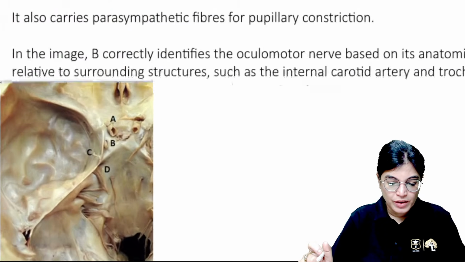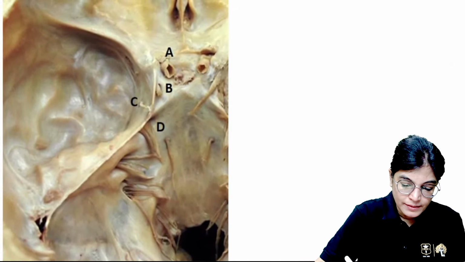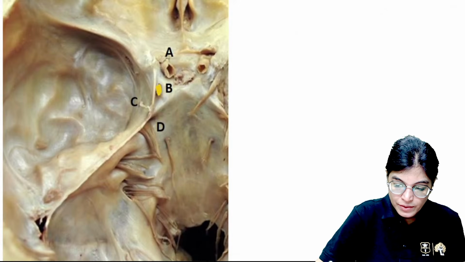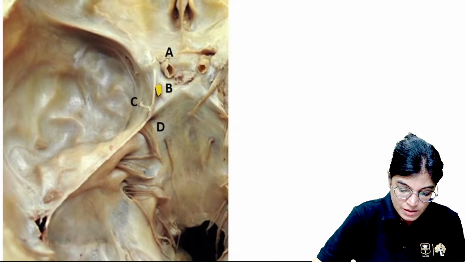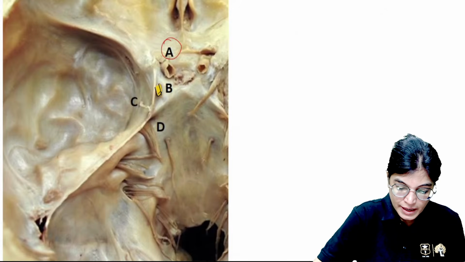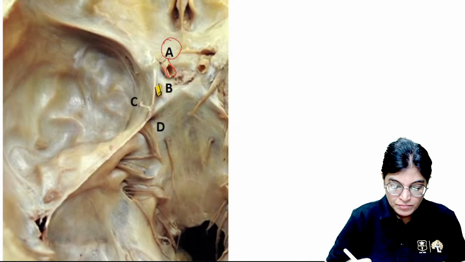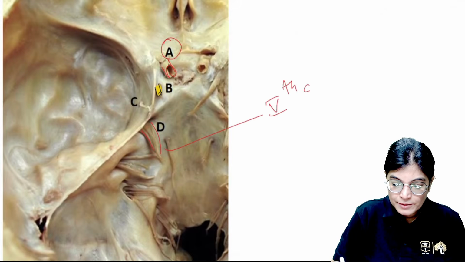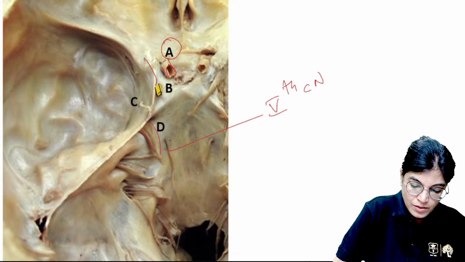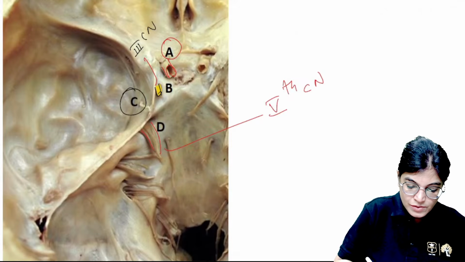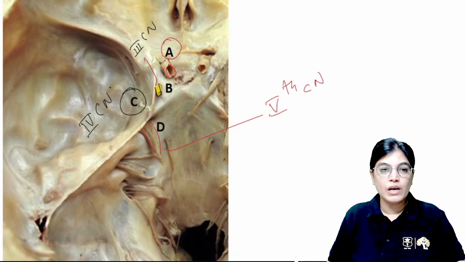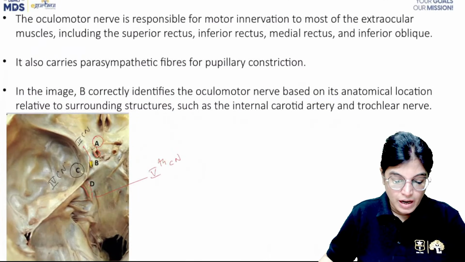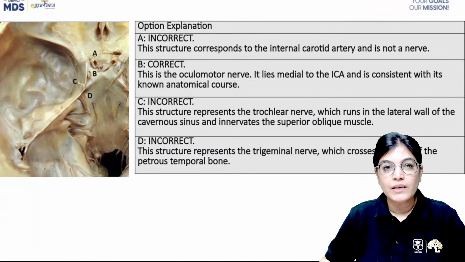So in this diagram, we can identify B as the oculomotor nerve, and close to it we have A as the internal carotid artery. The thick nerve which is related to the petrous part of the bone is the trigeminal nerve. This is the third cranial nerve, the oculomotor nerve, and this will be the trochlear nerve, which is lying close to the oculomotor nerve. Is it okay? With this we are coming to the correct answer, and we are knowing why the other options are incorrect.